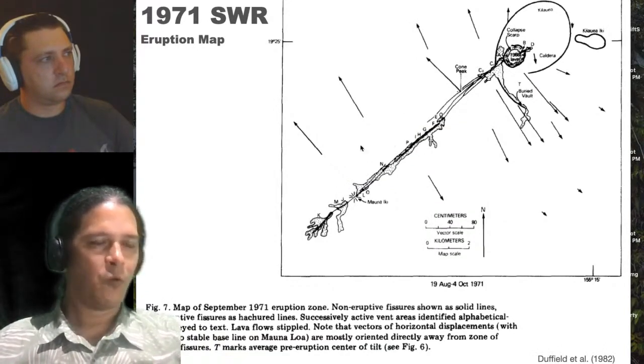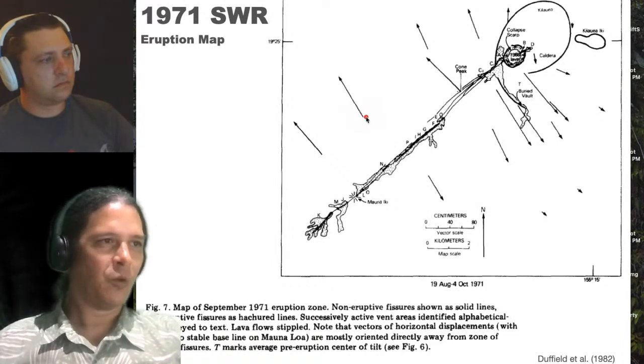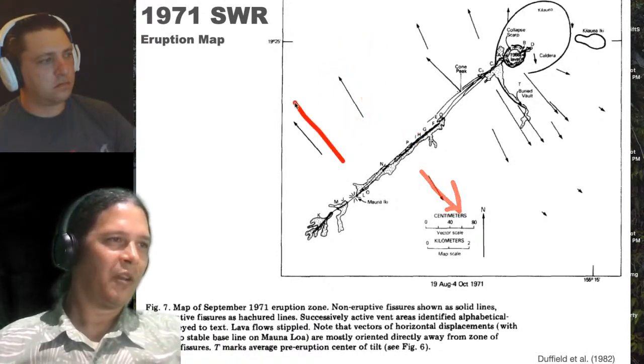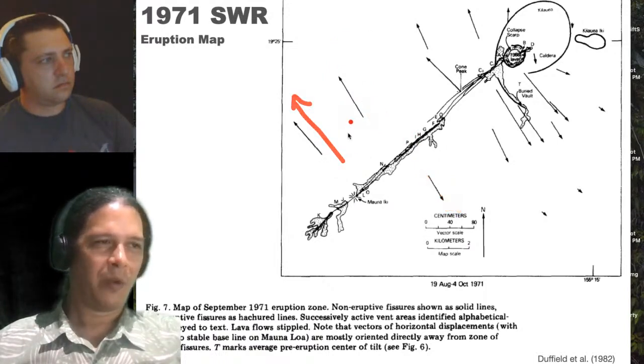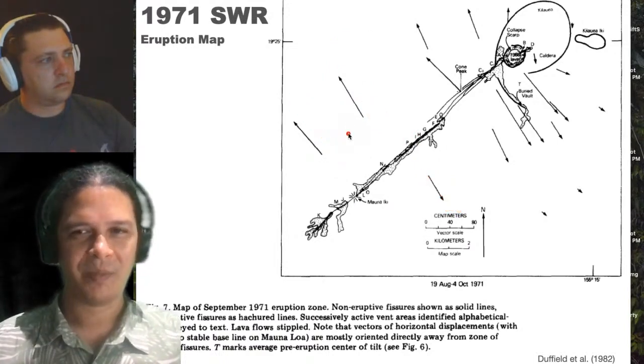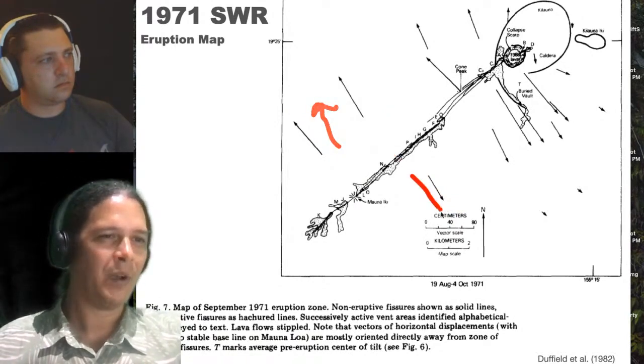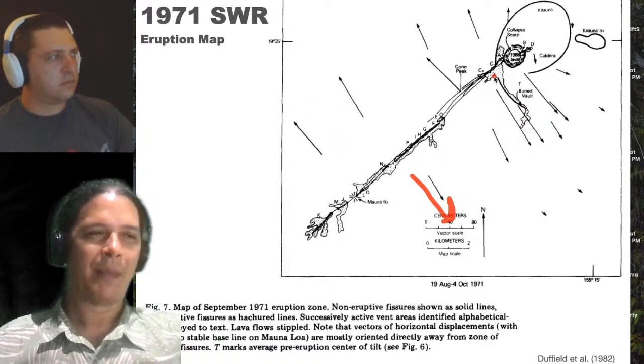And also on this particular map is shown vectors of horizontal displacement. So you can see that the ground is moving away from this fissure in both directions. And here's where we can talk about whether this was a forceful injection or something more passive, because if we're seeing the sides get pushed away that much, then you're likely having magma injecting into there.